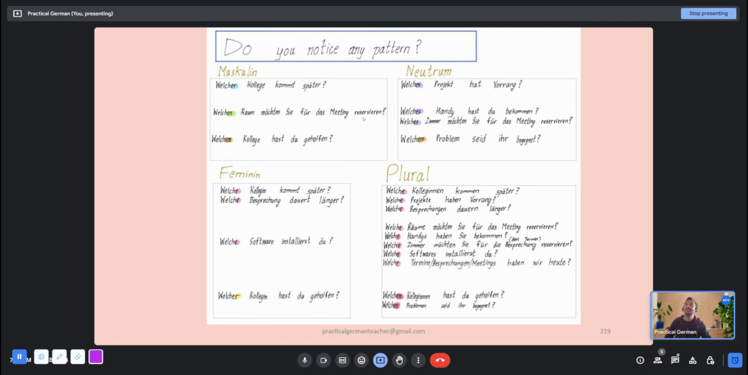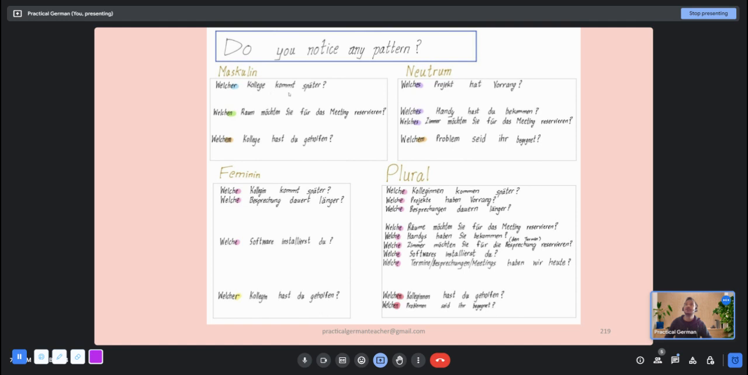Because it's asking which room, like Welchen, dash. So here the question is "Welchen Raum möchten Sie für das Meeting reservieren?" It means the question will be which or whom. So what Rishabh is trying to say is that, instead of asking a question, here you have to look at the verb. What is the verb?